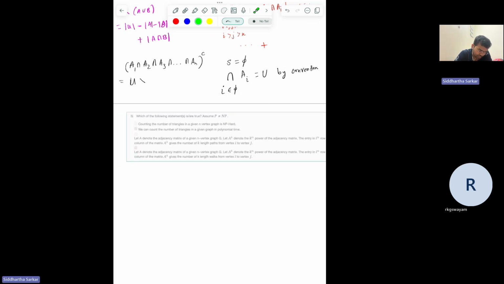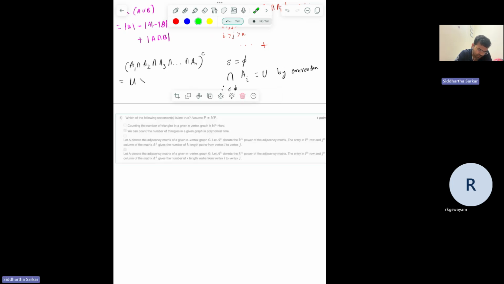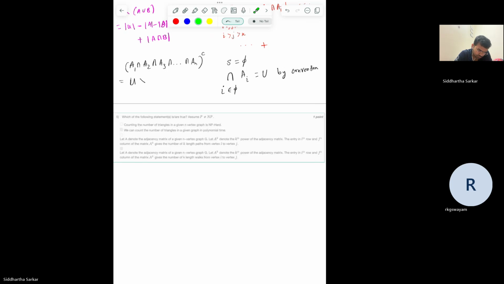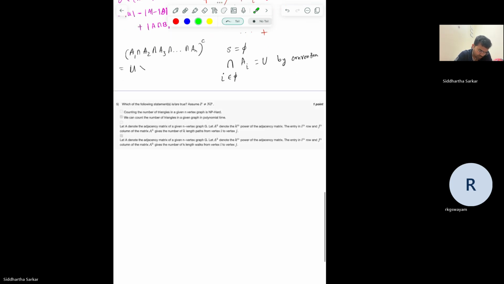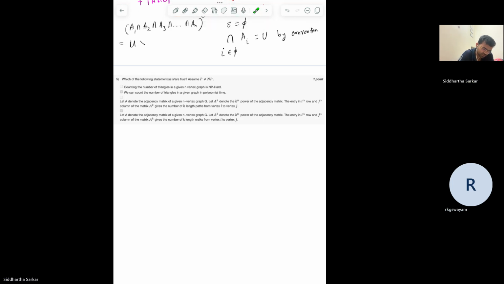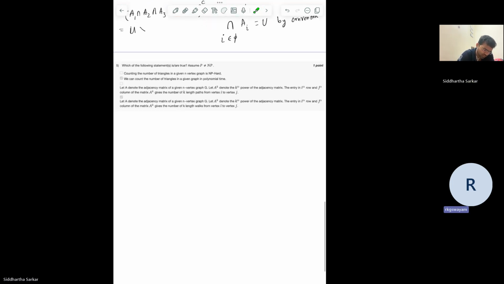Today's topic is the use of algebra, so this is an algebraic question. Is the font large enough? Yes, I can read it. Which of the following statements are true? Assume that P is not equal to NP. So we are assuming here that P is not equal to NP, and then counting the number of triangles in a given n vertex graph is NP hard.